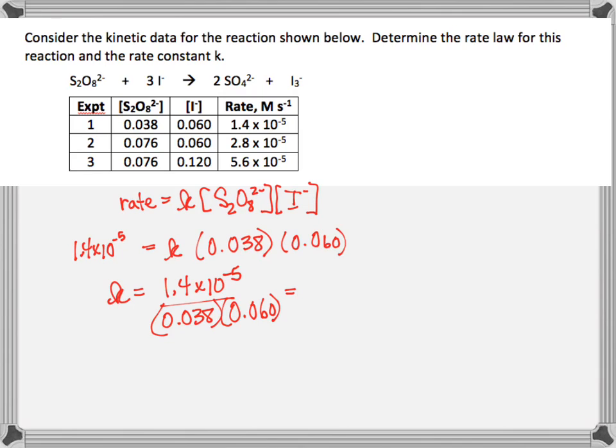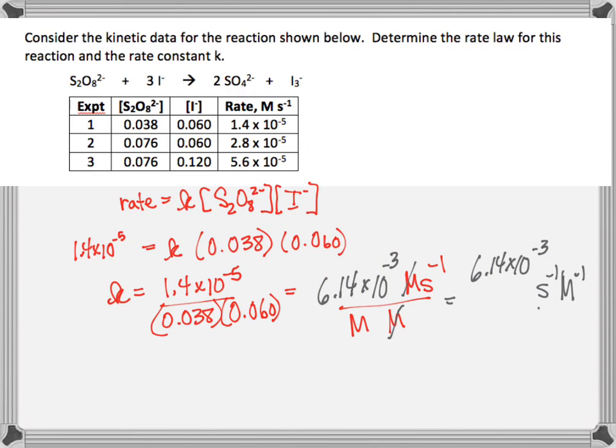And I will multiply those out to get the value for K and the units. Molarity per second over molarity and molarity. So the units will turn out to be per second per molarity. So I multiply the numbers out, and my final answer is 6.14 times 10 to the minus 3. The units are reciprocal molarity, reciprocal seconds.